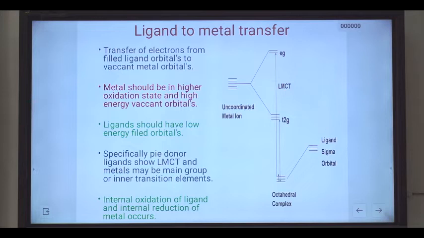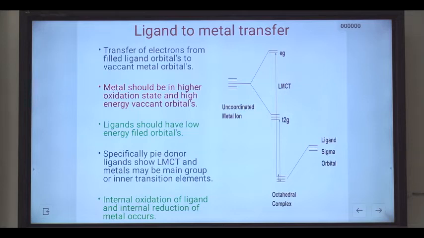Like in this diagram, on the left side is an uncoordinated metal ion having the d orbitals, that is the degenerate orbitals, T2g and Eg. It splits into T2g at the lower level, a triply degenerate orbital, and Eg, the doubly degenerate orbital, at a higher level. And at the bottom of the screen is written the octahedral complex, which is of the ligand sigma orbital.